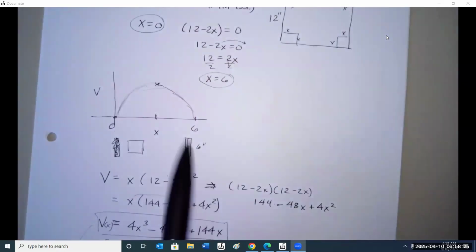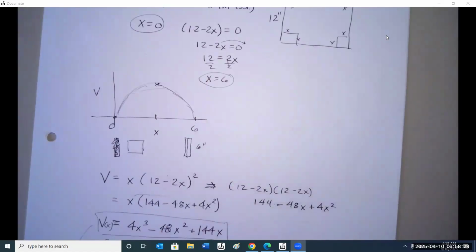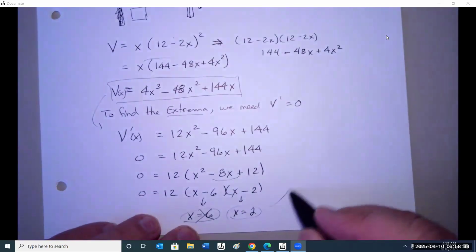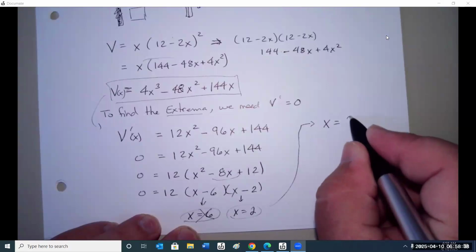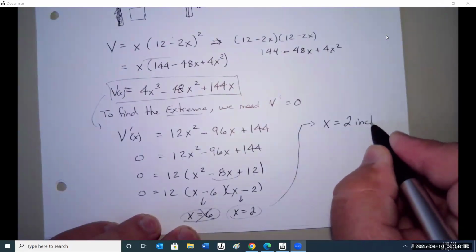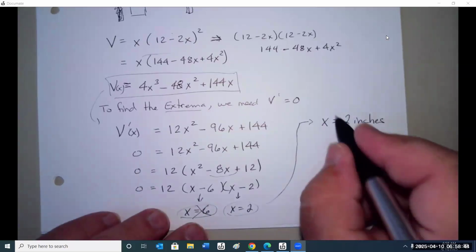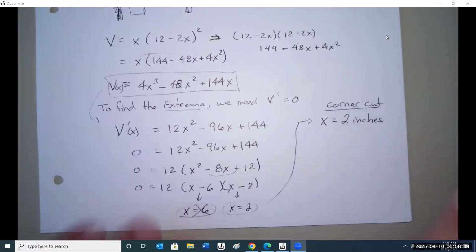But we found out that we can't use 6 because that's going to make the volume 0. So we can't use this. So our solution, the cut that we have to make, the corner cut, is 2 inches.